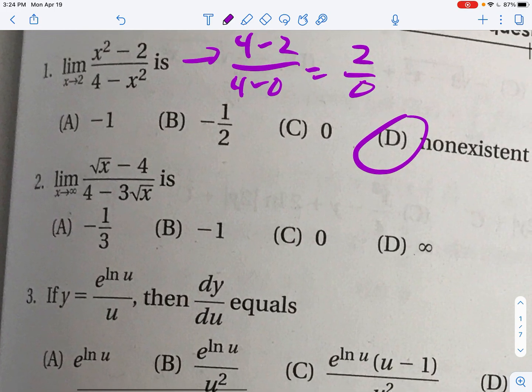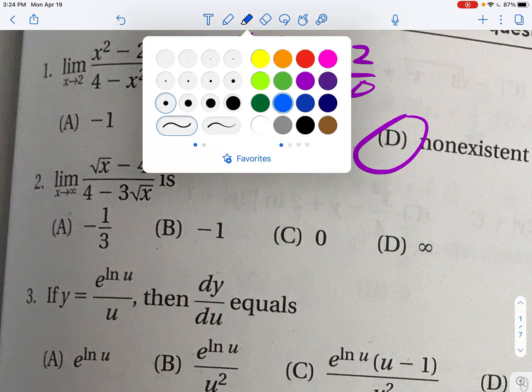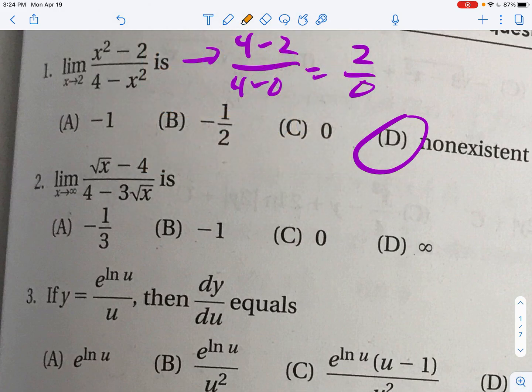Okay, for number two, we see x is going to infinity. So hopefully you remember that when we have limits going to infinity of something with a fraction, only the biggest terms in top and bottom matter. So up top, only the root x matters. In the bottom, only the negative 3 root x matters. These 4s don't really matter in the long run. And so that ratio is negative 1/3, which would be A.